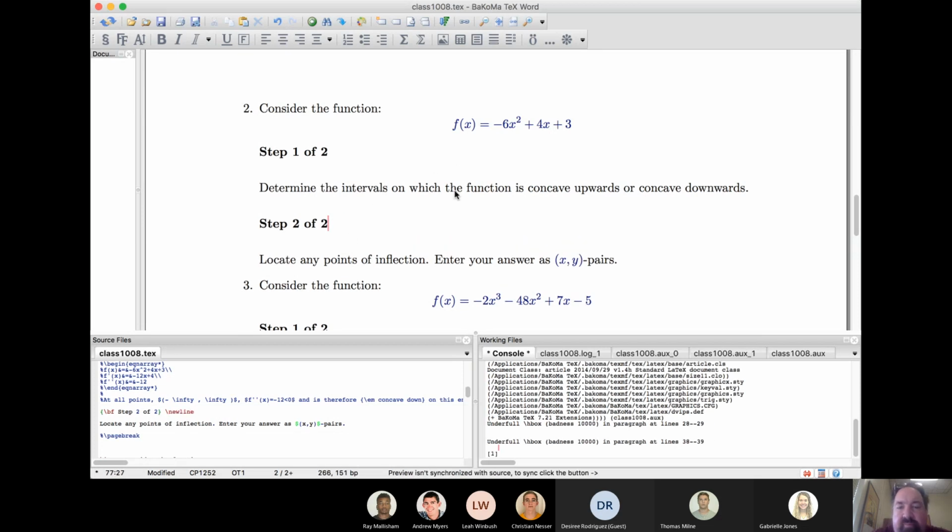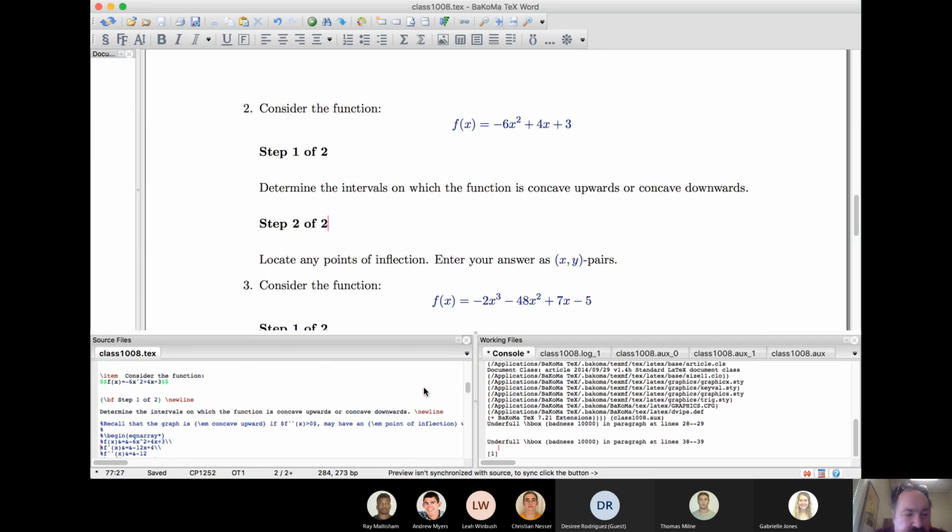Okay. So intervals in which a function is concave upwards or concave downwards. This is very similar to problems you've had recently where you have to determine whether a function is increasing or decreasing. In those problems, you were finding out whether the first derivative was positive or negative. Here we're trying to see whether the second derivative is positive or negative.